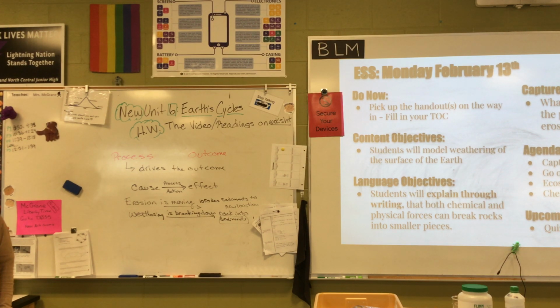A lot of people think weathering and erosion are the same thing. They're not. Weathering is the breaking down, erosion is the moving. You're going to need to know that because on Thursday we're going to have a quiz.